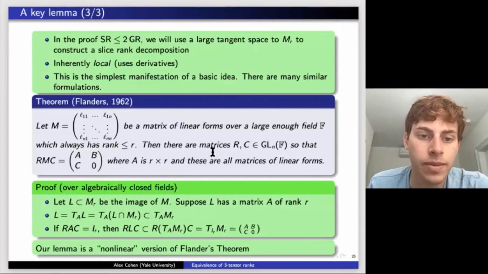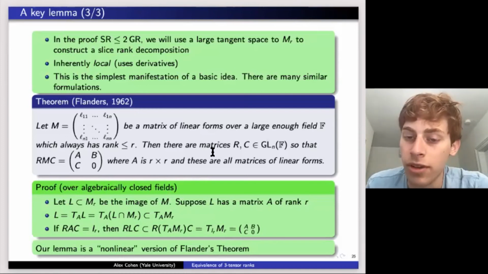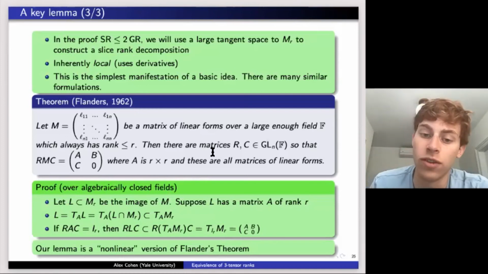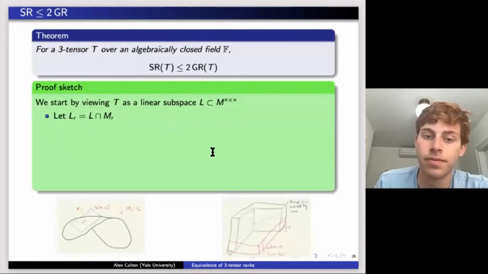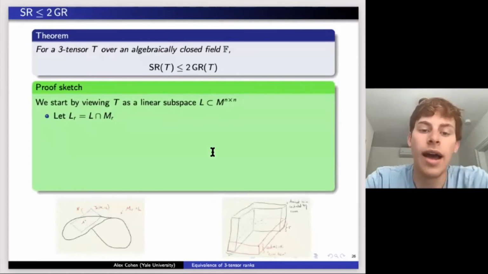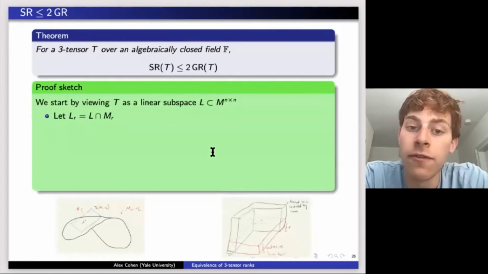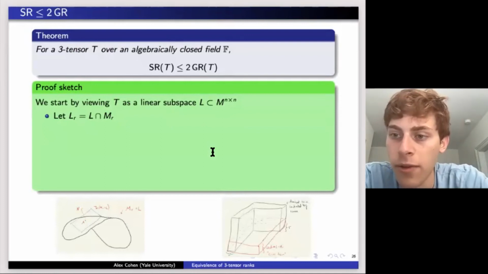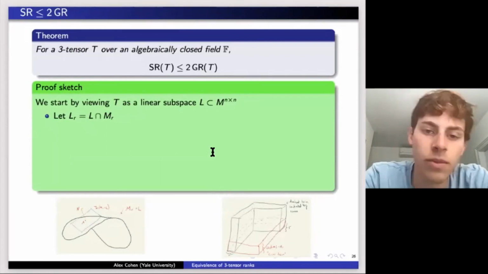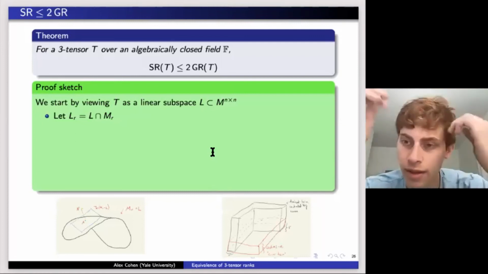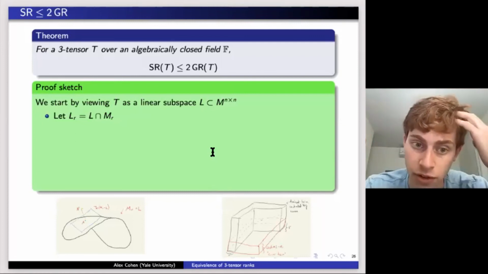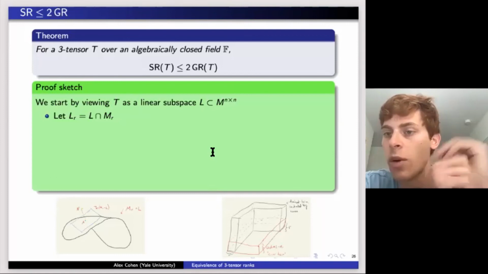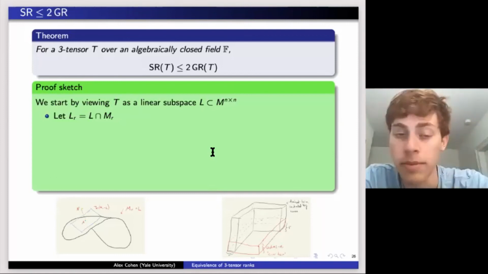Okay. So now we are in position to prove that slice rank is bounded by twice the geometric rank. The first step is to view our tensor T as a linear subspace of matrices. As I said before, this is a one-to-one thing. We take those slices and we take their span, and that's a linear subspace of matrices. And you can go back and forth and you don't lose anything.